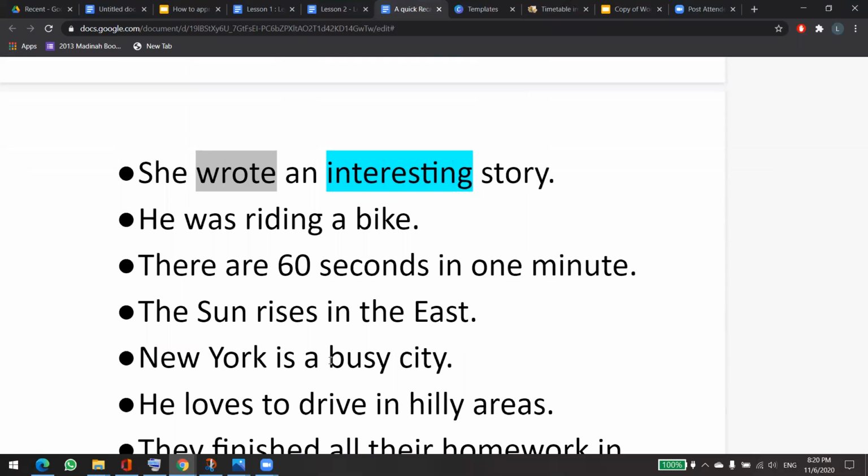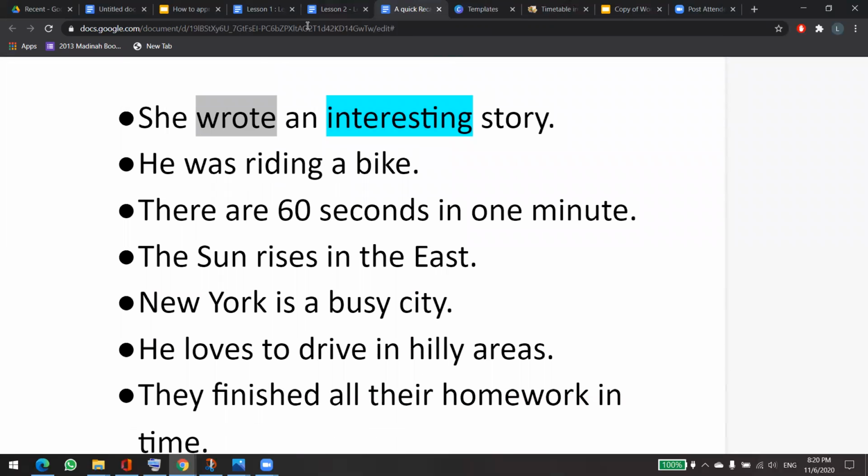And last time we did these sentences. She is a pronoun, so it's an ism, and wrote is telling me the action that happened in the past. So action plus time, so it's a fail. Interesting is the quality of the story, defining the story. So interesting is an adjective, and adjectives are ism. So it's an ism.